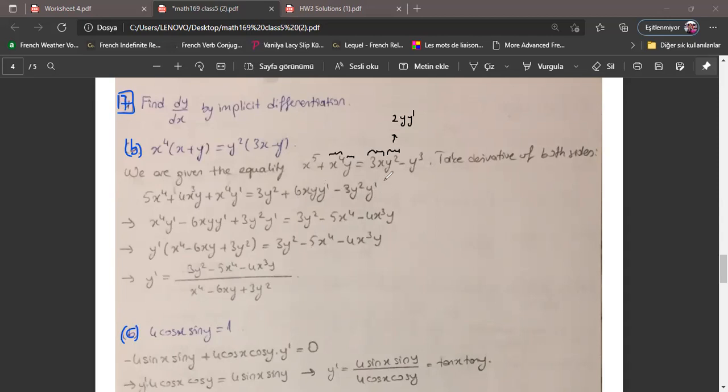Now what do we have? We need to isolate y prime. As you see, the computations are trivial or basic things. So we have y prime as this quotient. We say it's implicit because it doesn't only contain the constants and x, but also the function y. That's why it's called implicit.